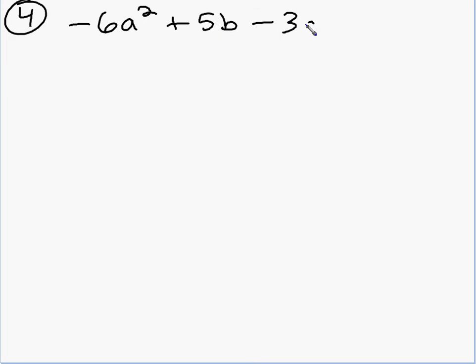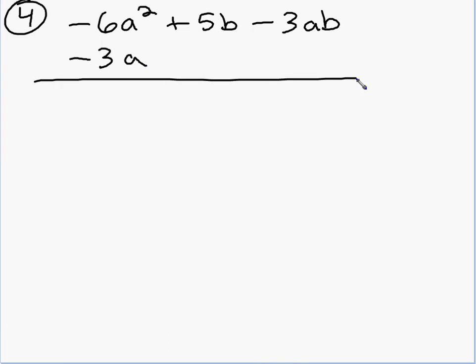Now sometimes they might write the problem a little differently, like this one. Negative 6a squared plus 5b minus 3ab, and then they'll put this little deal down here like this, negative 3a, and they'll say multiply.